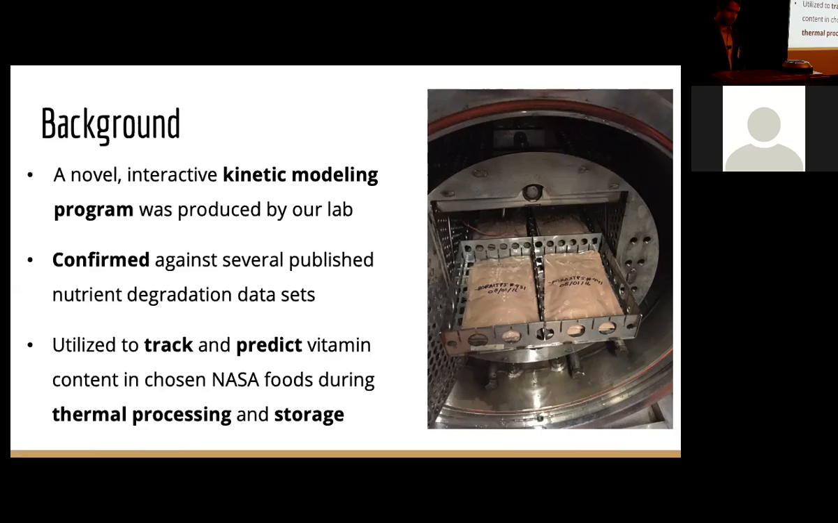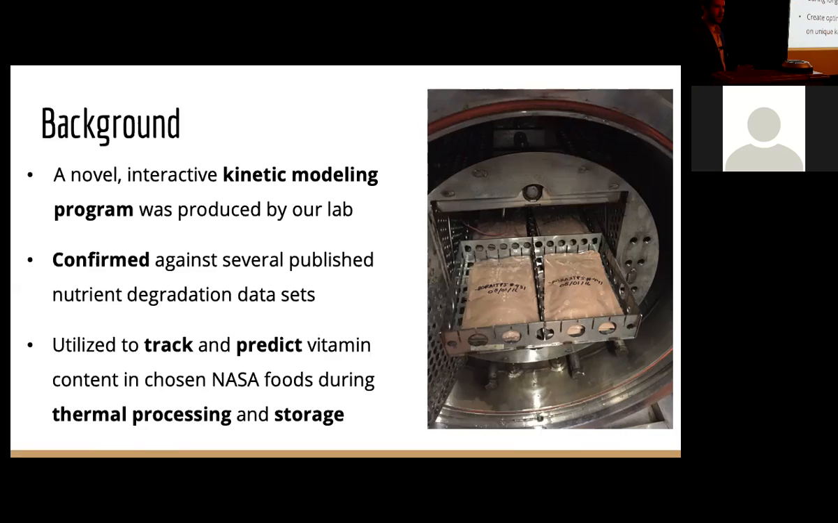understand the degradation. When we first made the program, we confirmed it against published data sets. And those data sets that really exist out there have to do with model systems and simple food systems like juice. But what we needed to do is make sure that our model is robust enough to handle complex food matrices. And of course, that's what NASA wants to do. So what we had to do is utilize our program to track and then make predictions on what degradation we expect to see during thermal process and during storage.